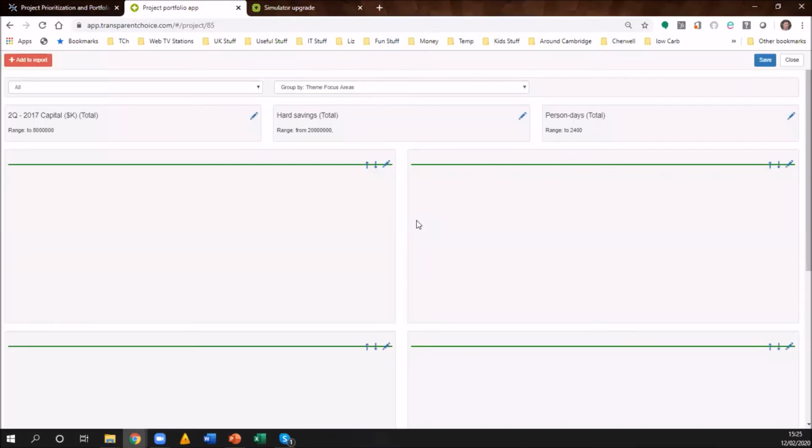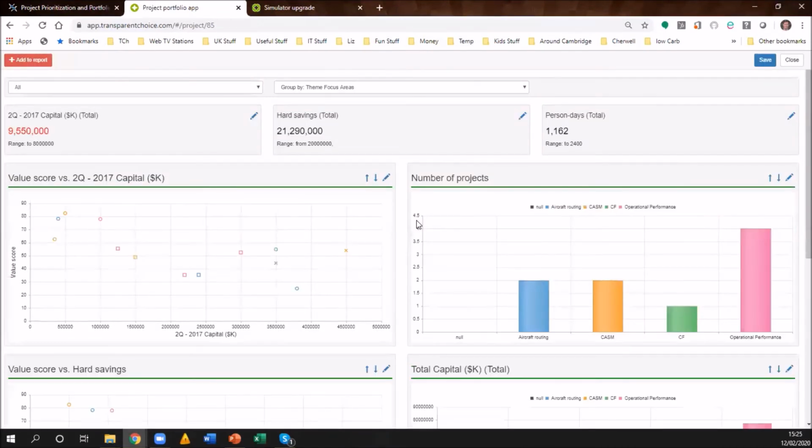And then the final bit was about balance, right? How do we pick a portfolio that is strategically aligned, but that also balances budget with resources and all those things? So it's really helpful. And again, this is what you get within Transparent Choice. You have the ability to build these dashboards, but you could do this in other ways as well. But this is a very effective way of doing it.